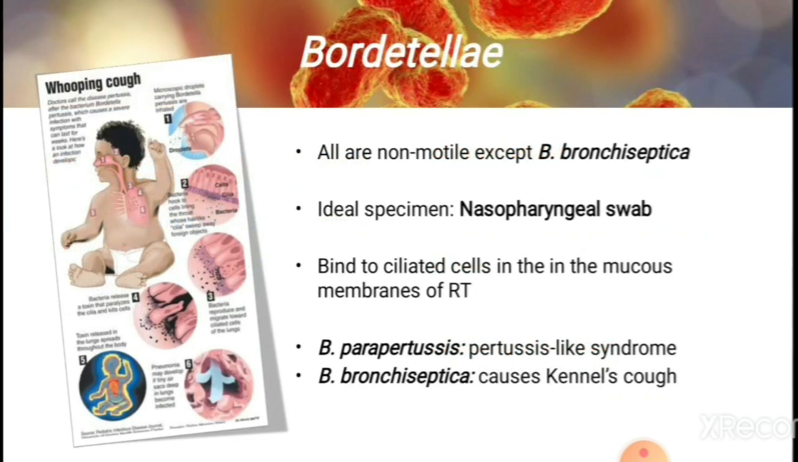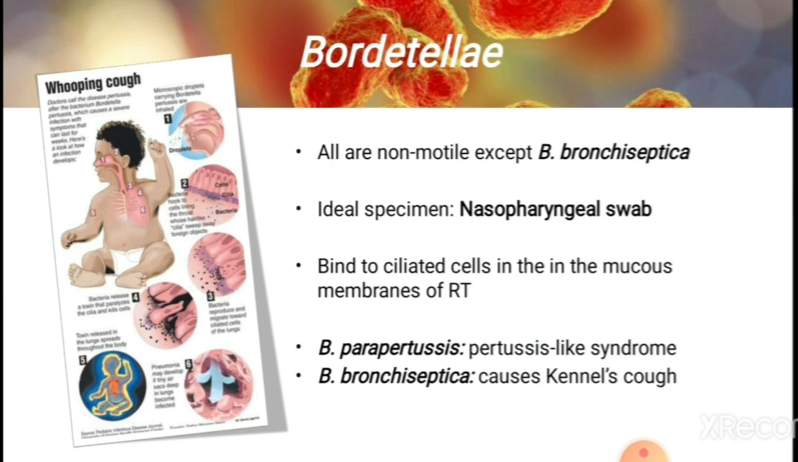Since we are done tackling the genus Haemophilus, now let's proceed to the genus Bordetella. All are non-motile except our Bordetella bronchiseptica, and the ideal specimen is our nasopharyngeal swab. Bordetella are aerobic and oxidative obligate parasites in animals and humans. Bordetella pertussis is the most common, or the notorious one. This causes whooping cough.